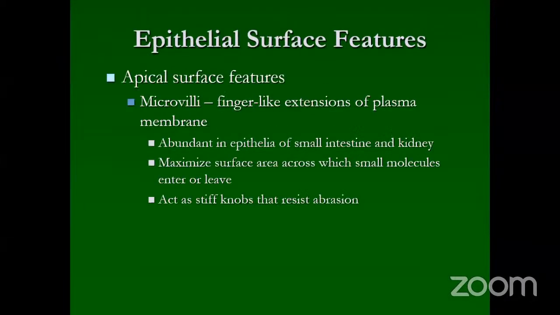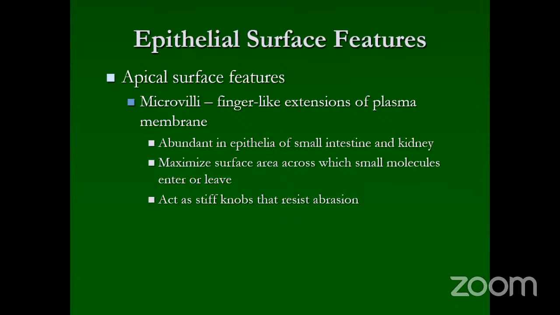Then the surface features of this epithelium. The apical surface will have microvilli, which are finger-like extensions of the plasma membrane. They are abundant in the epithelia of the small intestine and kidney. Because the small intestine has to absorb a lot, right? And even the kidney has to reabsorb the minerals, and they have to filter. That's why they have finger-like projections for more surface area. So it maximizes the surface area across which small molecules enter or leave.